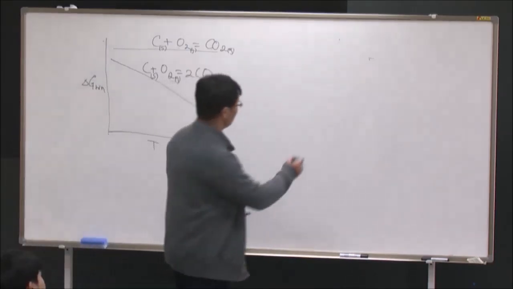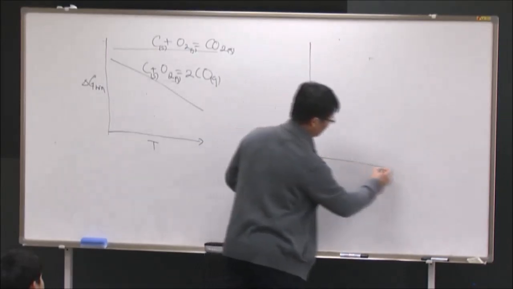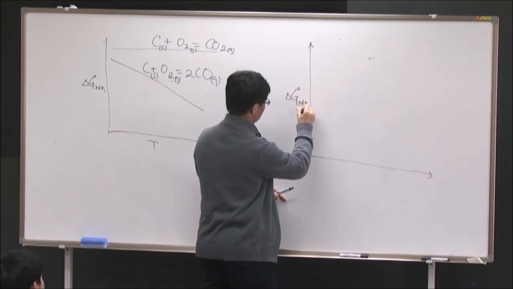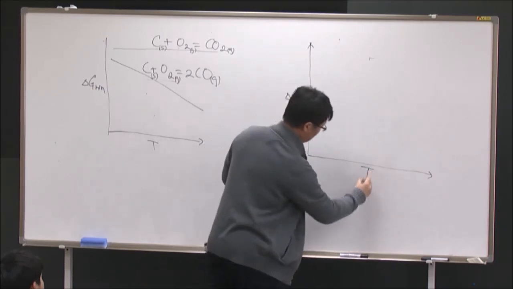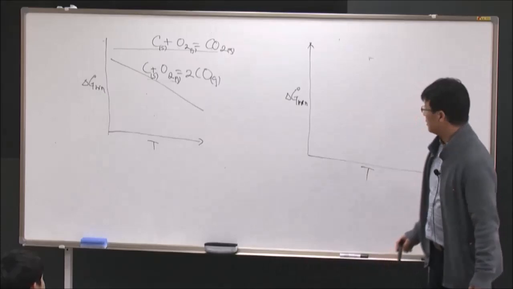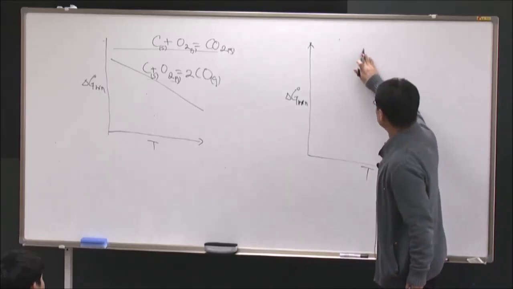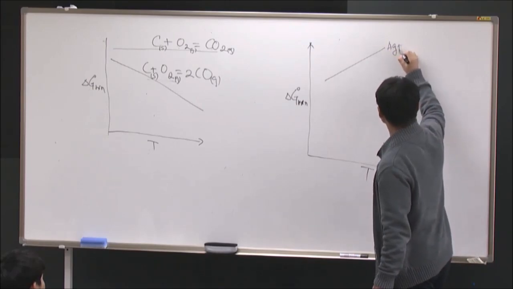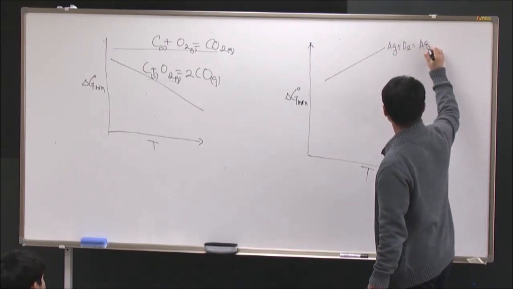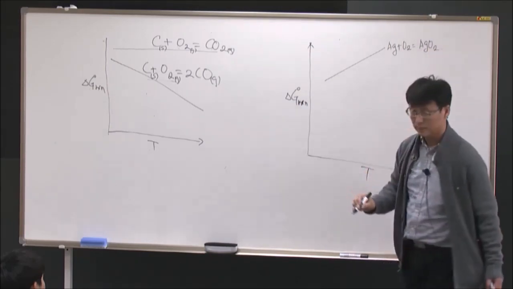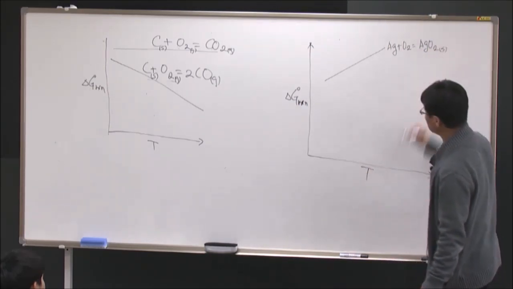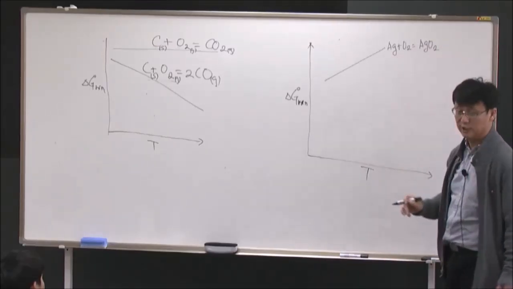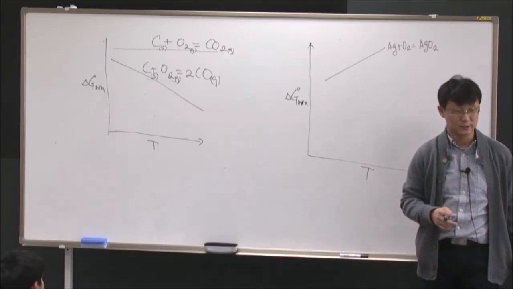So now let's look at it this way. And actually now if you look at the Ellingham diagram, okay. So we could have, for example, the most famous one, Ag, solid or liquid, it doesn't matter. So Ag, so silver, Ag.